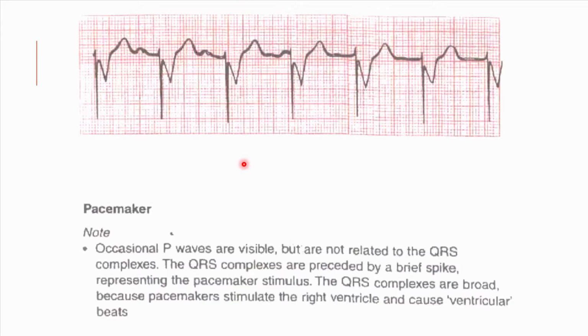So here's an ECG of someone who had a pacemaker inserted. As you can see, there are some occasional P waves that are visible, and these P waves are not really related to the QRS complex. And the QRS complex is usually preceded by a spike. So as you can see, there's a spike, and that represents the stimulus of the pacemaker. And the QRS complexes are broad because the pacemaker actually stimulates the right ventricle and causes ventricular beats.